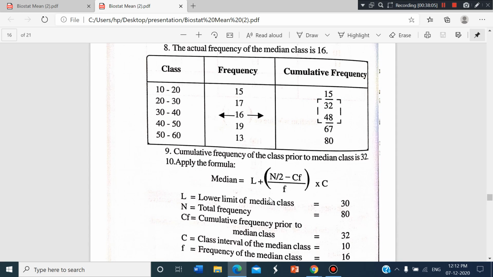Now, the cumulative frequency prior to the median class. What is the cumulative frequency? 48. But not this value. The cumulative frequency prior to this class 48, what is that? It is 32. The class before this one, isn't it? The cumulative frequency prior to the median class means the cumulative frequency of the class 20 to 30, which is 32.